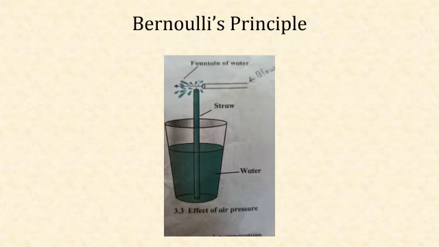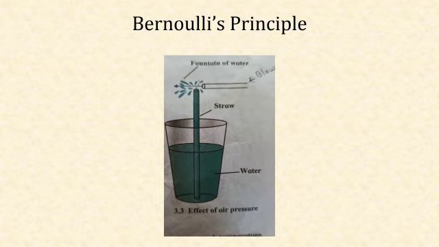Bernoulli's principle. To understand Bernoulli's principle in a better way, let's do an activity. Take some water in a plastic cup and hold a straw upright in it. Hold a small piece of another straw near the upper end of the first straw and perpendicular to that straw. Blow hard through the small piece of straw. You will see a fountain of water. Why did this happen?